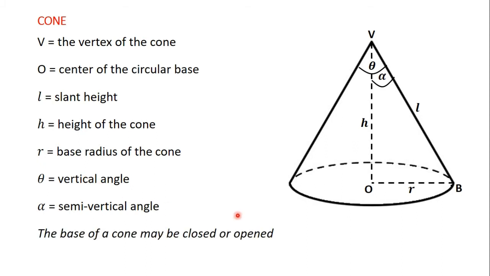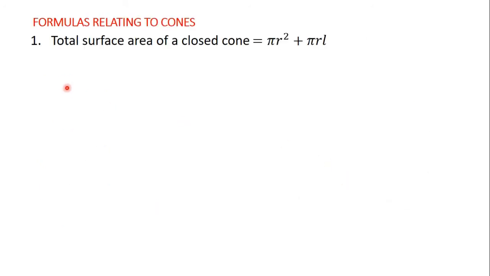Okay. The base of a cone may be closed or open. So this circular base that we have here can be either closed or open. If it's closed, the cone is called a closed cone. If it's open, the cone is called a hollow or open cone. So let's learn some formulas relating to cones.